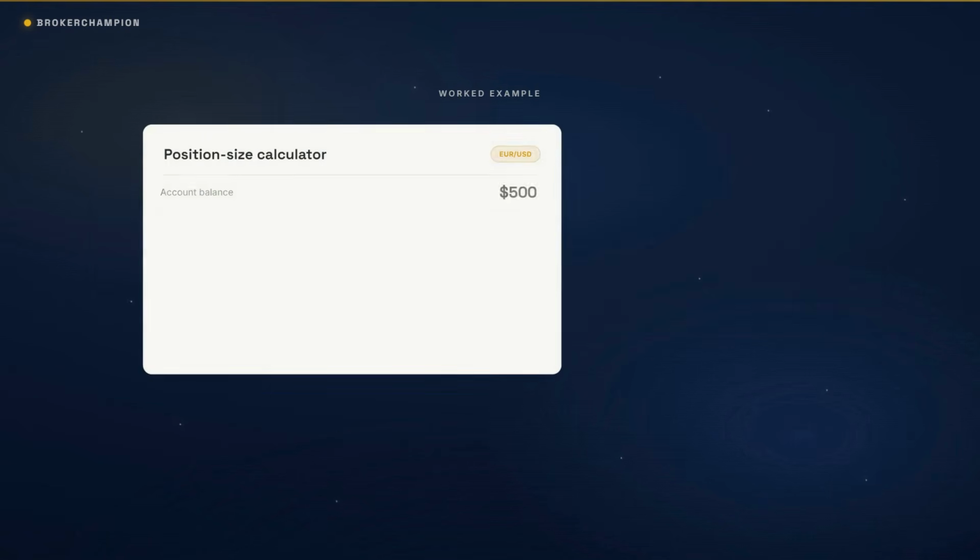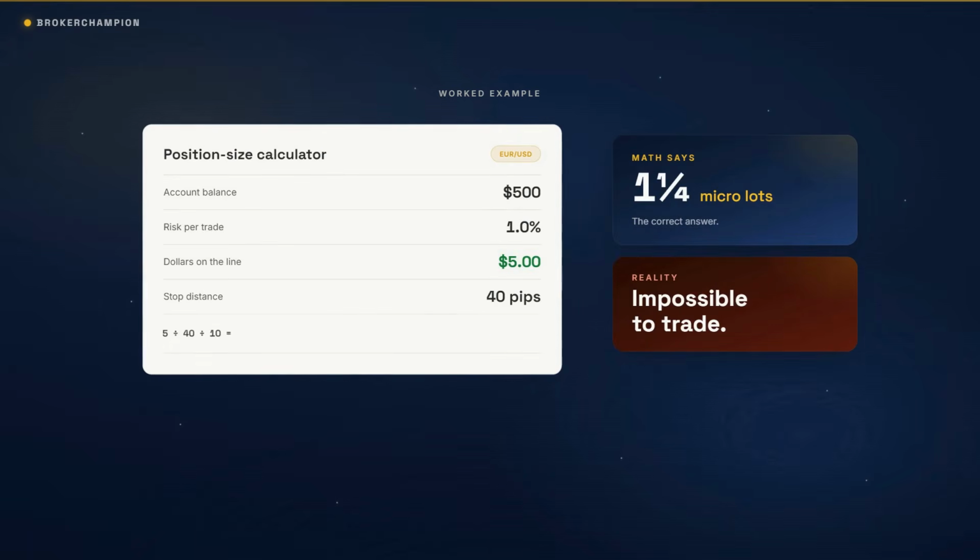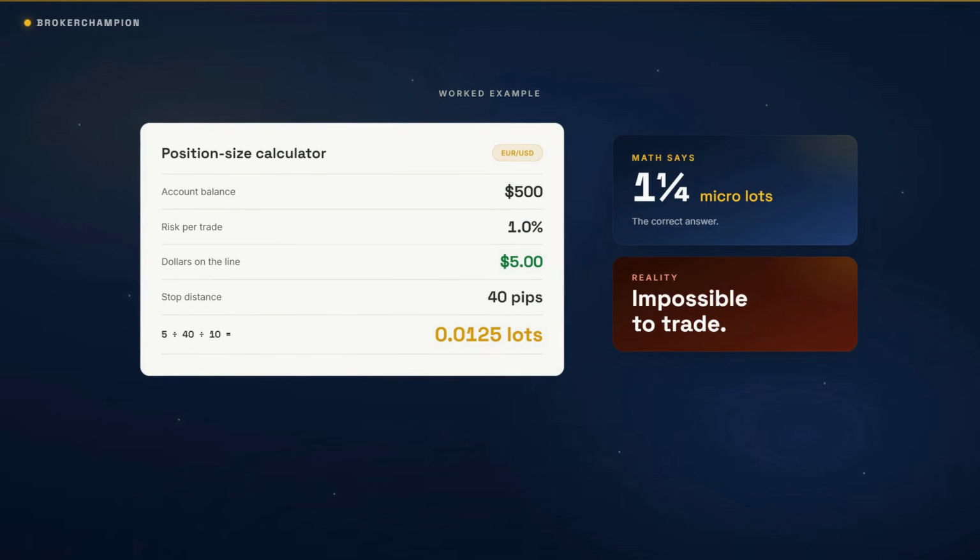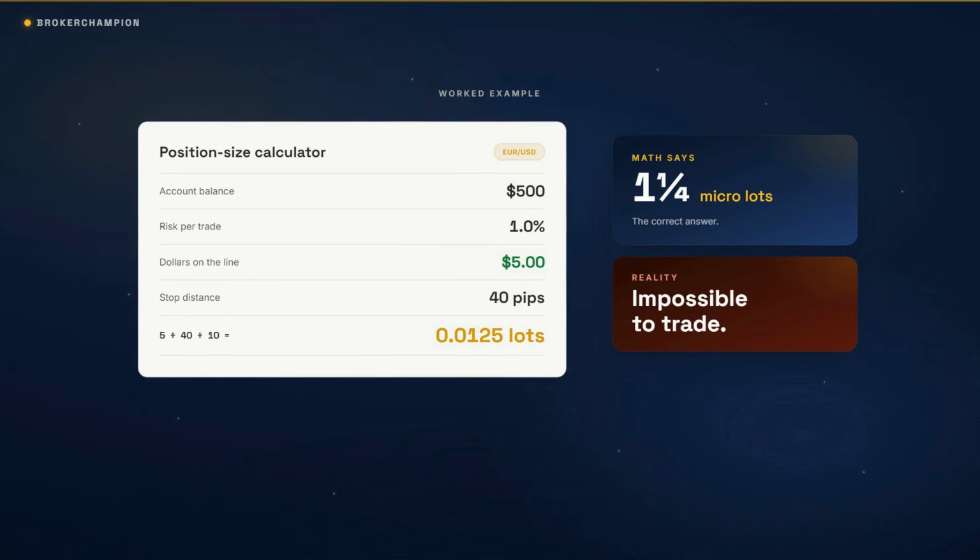Worked example: $500 account, 1% risk, that's $5 on the line, 40 pip stop. 5 divided by 40 divided by 10 equals 0.0125. Mathematically, you'd want about 1¼ micro lots. That's the correct answer. It's also impossible to trade.